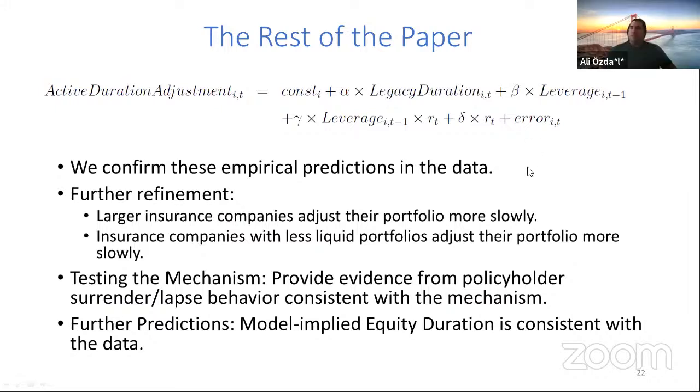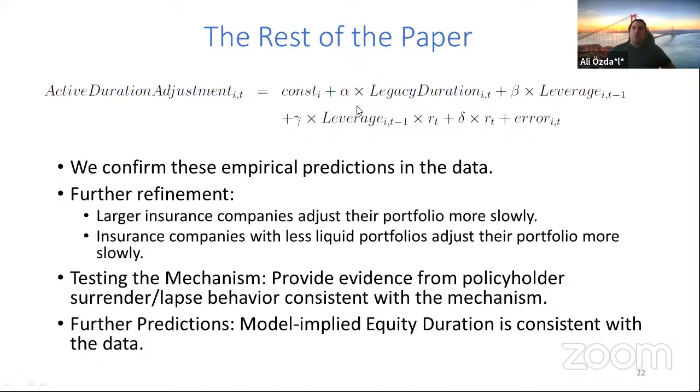So what we do is, in case I can't go through every result, I'm going to show you the numbers. We confirm these 4 predictions in the data, right? And then we do further refinement and find that the larger insurance companies adjust their portfolio more slowly.